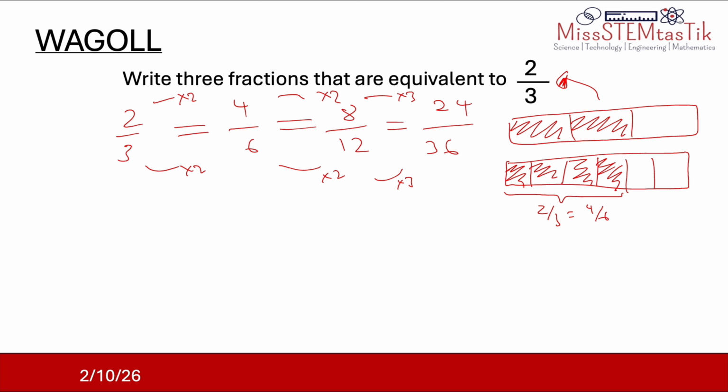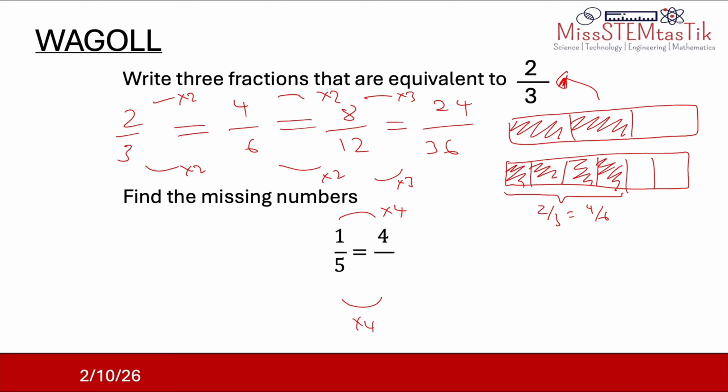And again, you could draw another model and split it into 12 equal parts, and 8 of which are shaded. And same thing with 24 out of 36. So to find the missing numbers, we know that these two fractions are equal. So to get from 1 to 4, you must multiply by 4. So you must repeat the same thing to the bottom. So 5 times 4 is 20. Just remember, you don't add to make fractions equivalent. You multiply or divide. That is because the value of the fraction is invariant.